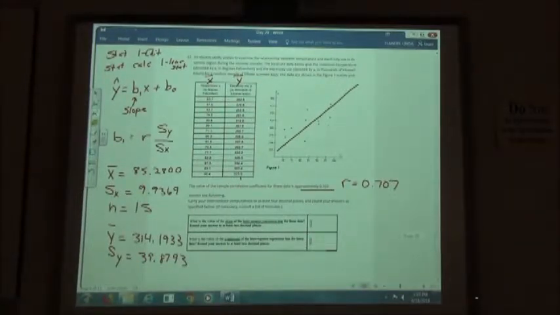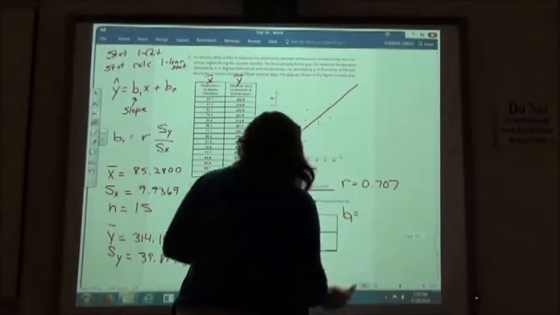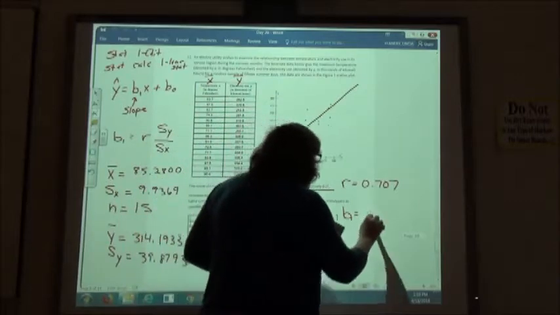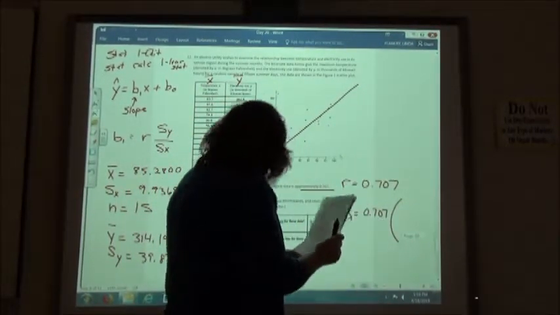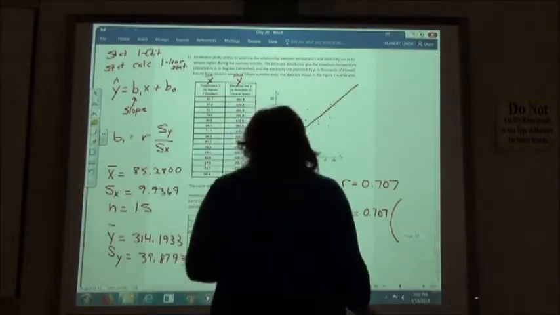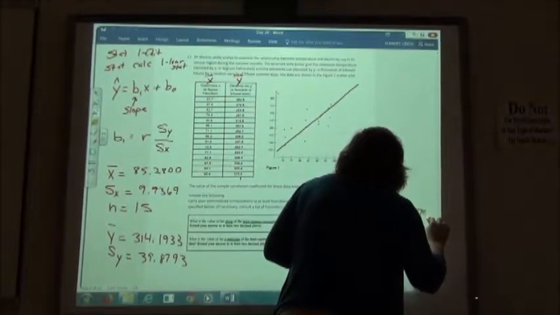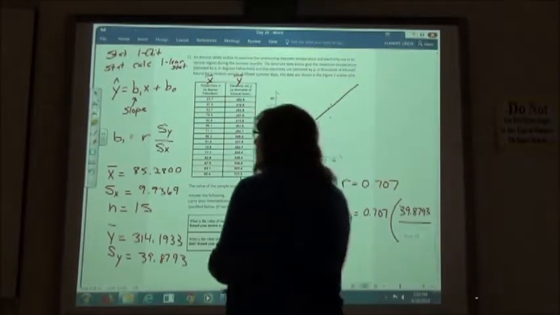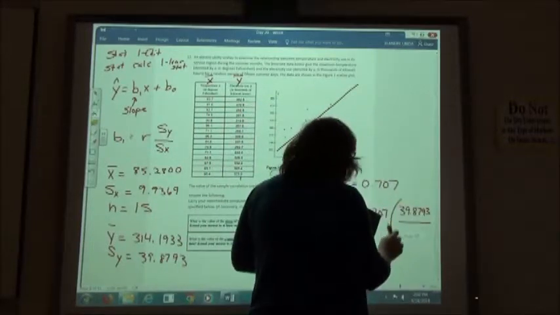Now that I have that data, I can use my formula to find my B1 value. B1 is equal to the R value, 0.707, times my standard deviation from my Y, 39.8793, divided by the standard deviation of my x, 9.9369.